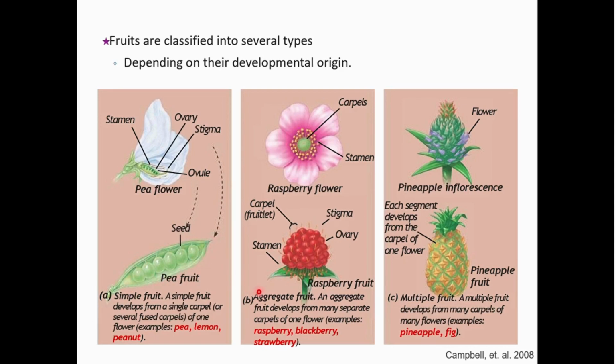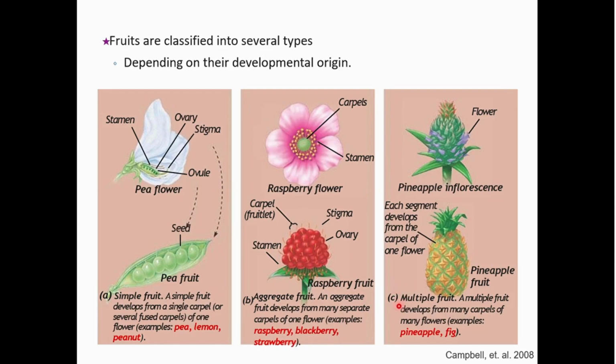The next one is aggregate fruit. An aggregate fruit develops from many separate carpels of one flower. In a single flower, it has many separate carpels, and this will develop into a fruit, for example the raspberry flower. The combination of a lot of carpels will form the raspberry fruit. This is also similar in other berries such as blackberry and strawberry.